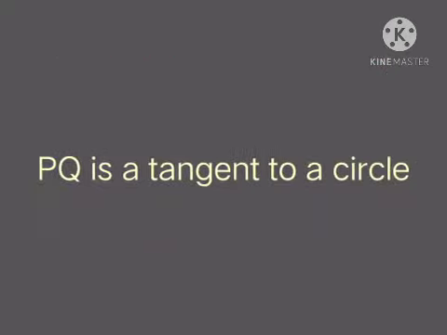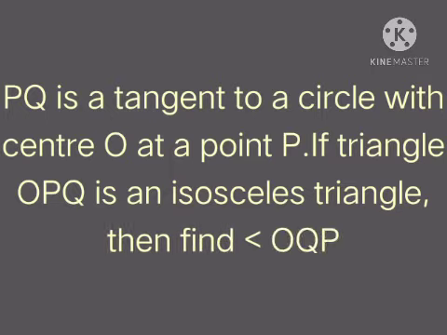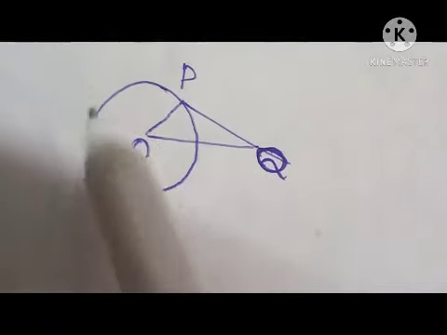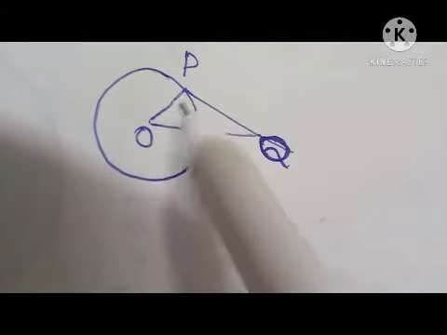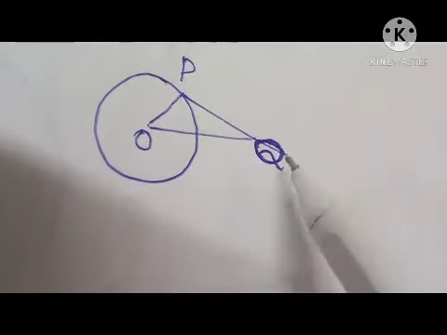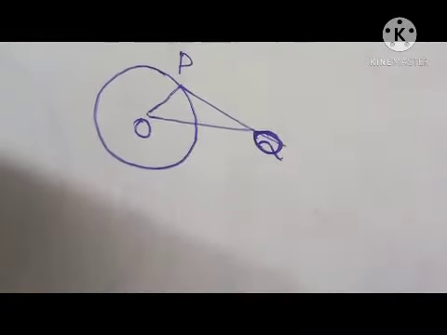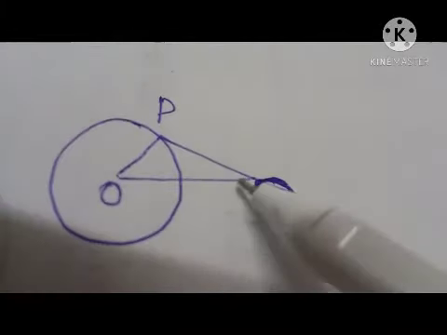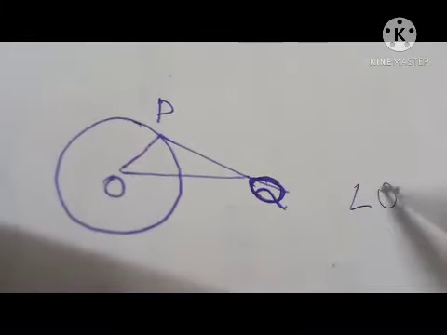Now the or question of question number 9. The question is, PQ is a tangent to a circle with center O at a point P. If triangle OPQ is an isosceles triangle, then find angle OQP. So it is a 1 mark question, so no marks for the figure and all. But we have to draw the figure for getting the idea about the question. In this question it is given that O is the center of the circle and PQ is the tangent at the point P. Then we got the figure like this. In the question it is already given that OPQ is an isosceles triangle. Then we have to find angle OQP.